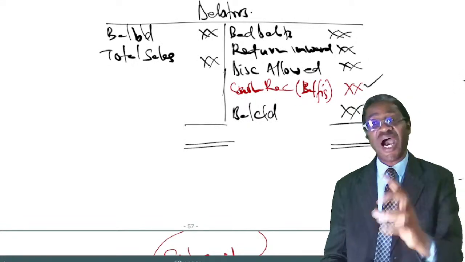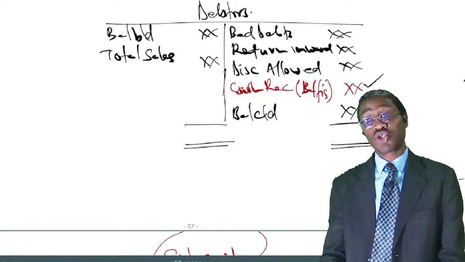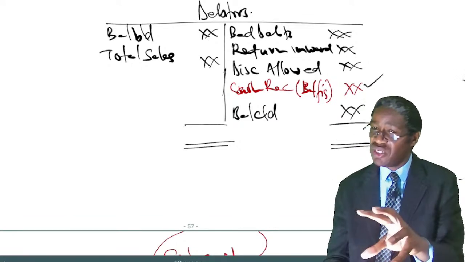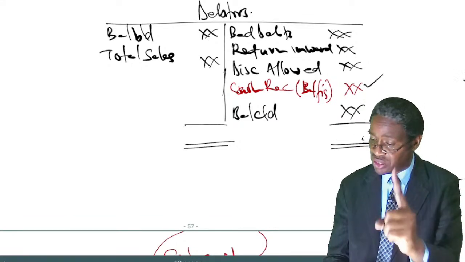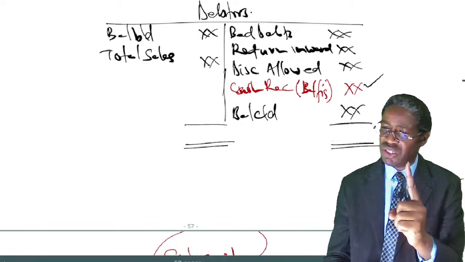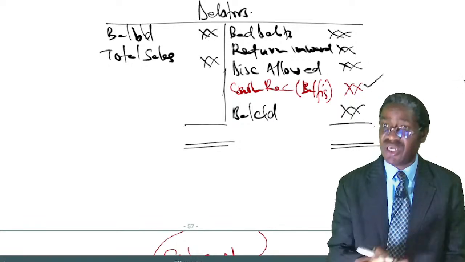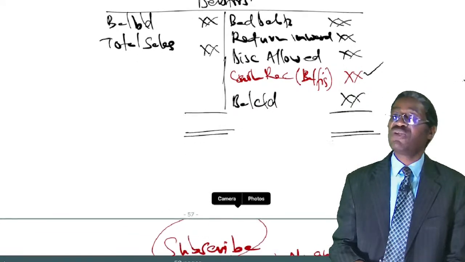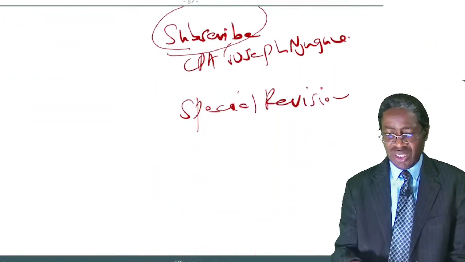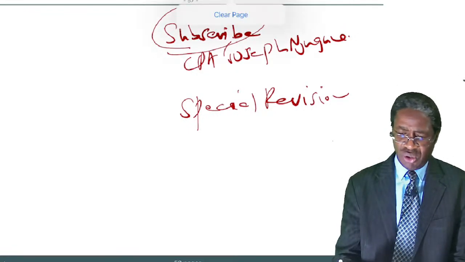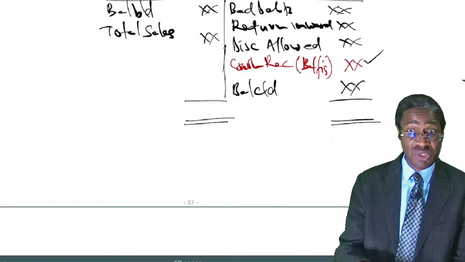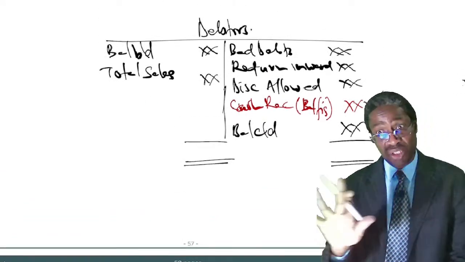You prepare a debtors control account where you feed in everything concerning customers. Once you feed in everything concerning customers, there will be a balancing figure, and that balancing figure will be the cash received from debtors. Good. Now we go on. We have determined the cash received from customers. The second figure, don't try it fast.